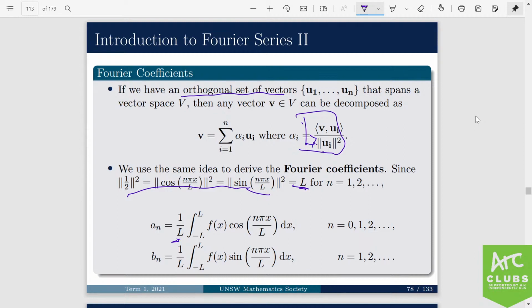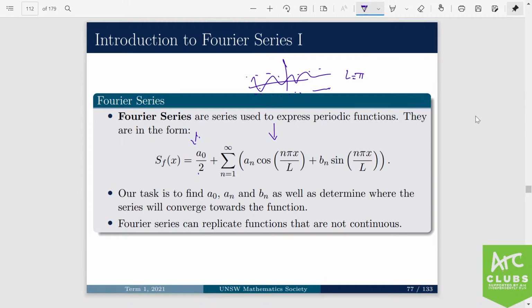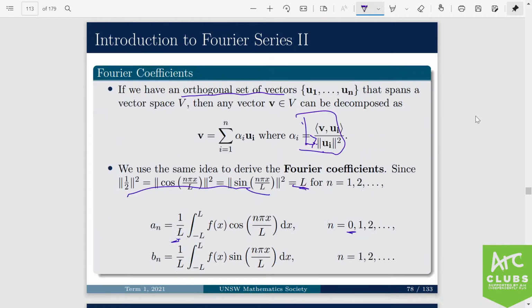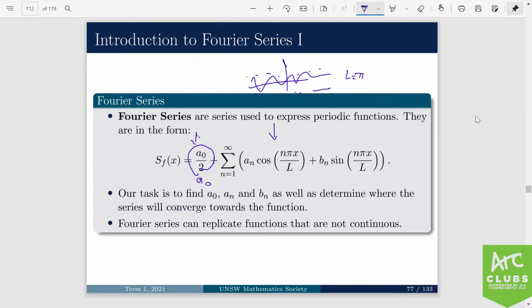And notice how I said n starts from 0. So going back, this first term we can just write as a0, because a0 or a0 over 2, they're both constants and a0 can be anything. In this course, we use a0 over 2, and the reason for that is it's nicer, so that when we apply this formula, we can use the same formula for a0 and we don't need to adjust it. We just find a0, and then a0 over 2 is our first term.